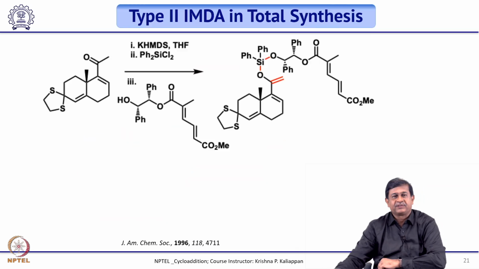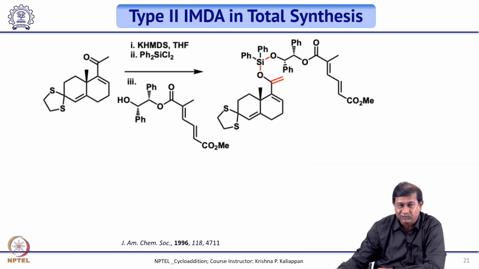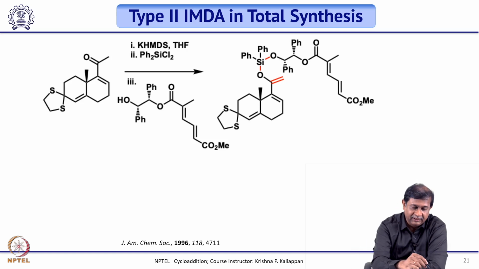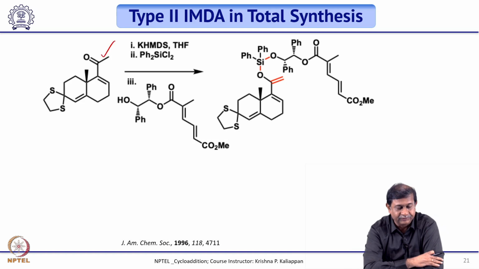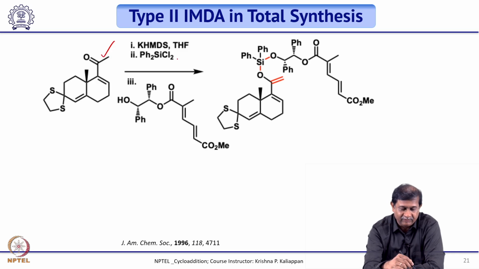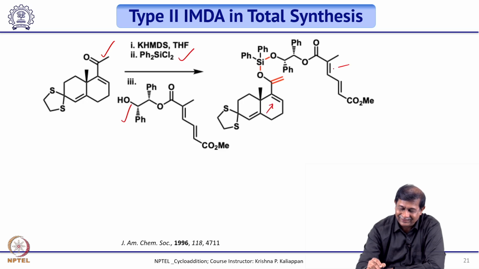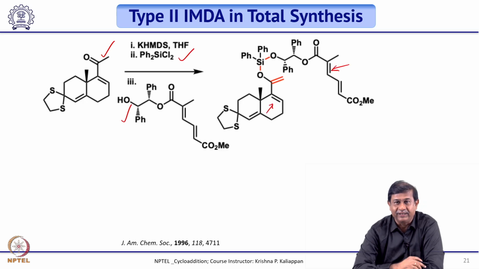And people also use this in other natural product syntheses. For example, this alpha beta unsaturated ketone, upon treatment with potassium hexamethyldisilazide, forms the enolate, and then the enolate was quenched with diphenylsilyl dichloride, and that upon protection with this alcohol. So, you can see here there is a diene and there is a dienophile.